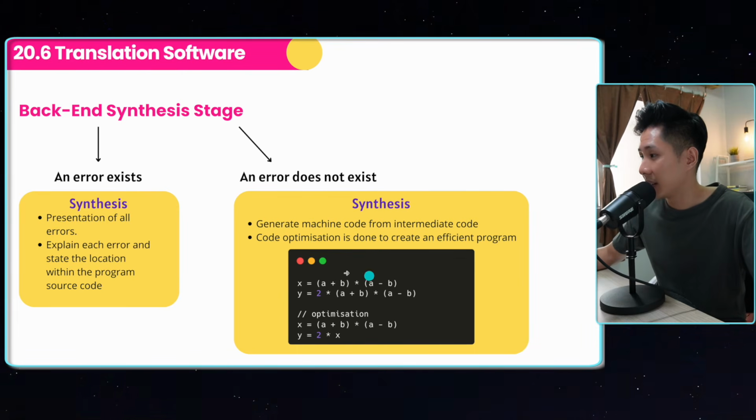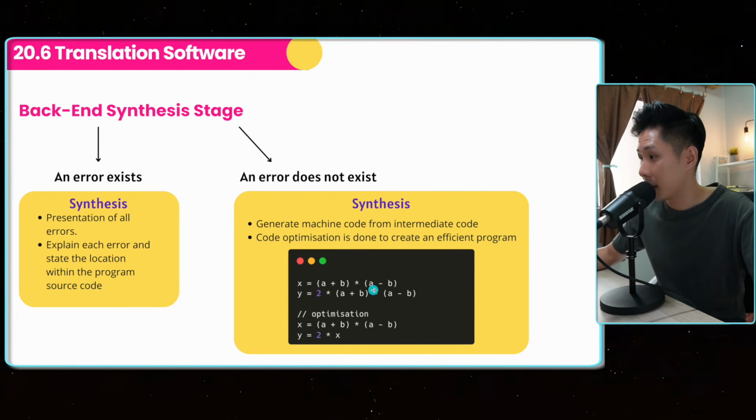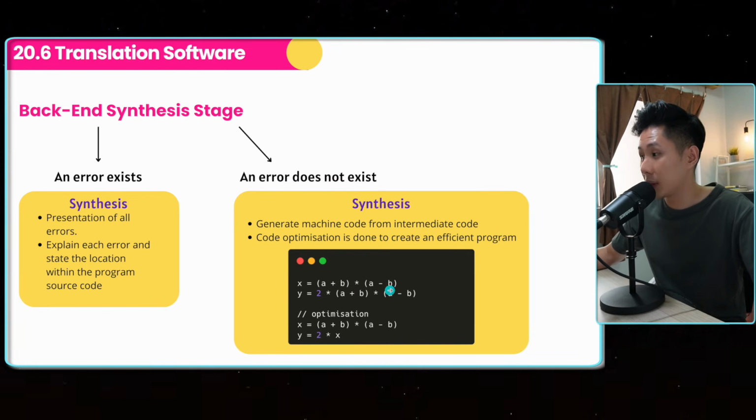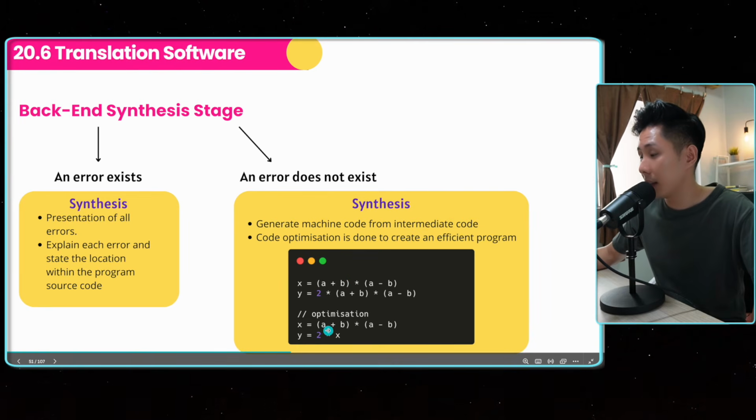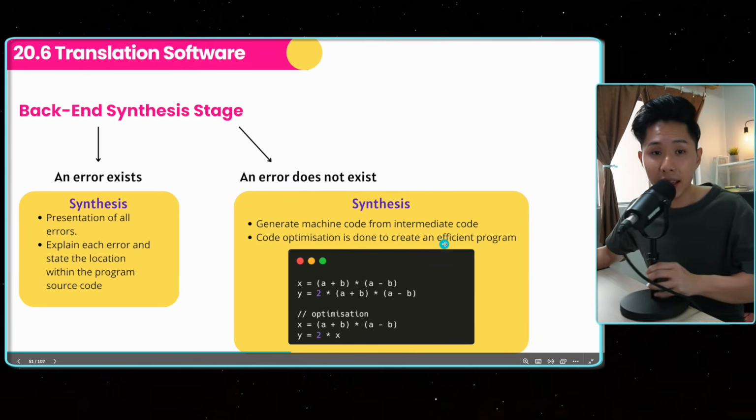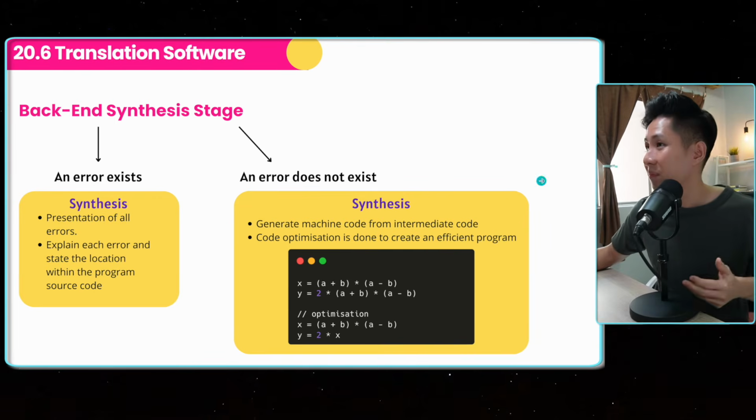So this is when the code is not optimized. You can see that they declare the same thing, A and B, A times A minus B. And Y, again, they do the same thing. So what happens is that the CPU will need extra processing power. But if you were to optimize it, you can actually do just Y times 2x because that's the same thing. So this is something that the backend processors will do as well.